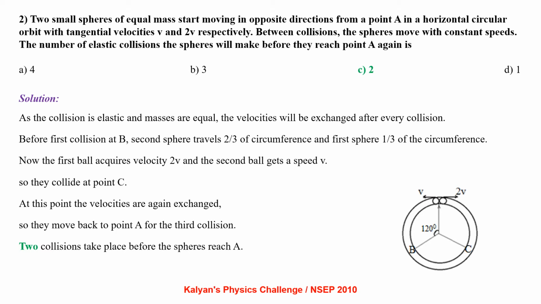Before the first collision at B, the second sphere travels 2/3 of the circumference and the first sphere 1/3 of the circumference. Now the first ball acquires a velocity 2v and the second ball gets a speed v. So they collide at point C. At this point the velocities are again exchanged, so they move back to point A for the third collision. So two collisions take place before the spheres reach point A.